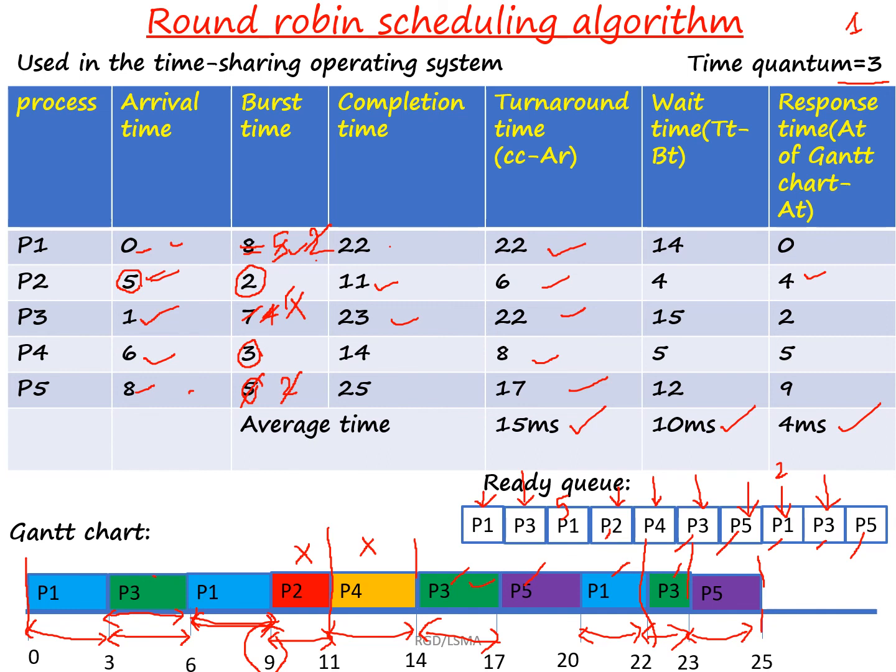And one more disadvantage is that if you increase the time quantum, say for example I keep the time quantum at 10 or 12, that may cause a poor response to a short process. That is also another drawback of using the round robin scheduling algorithm.